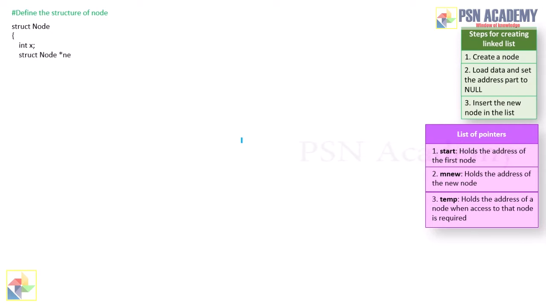We have the next pointer within each node. Notice the data type here. It is struct node star type. Why? Because this pointer will hold the address of a node. The other 3 pointers will also be of struct node star type.